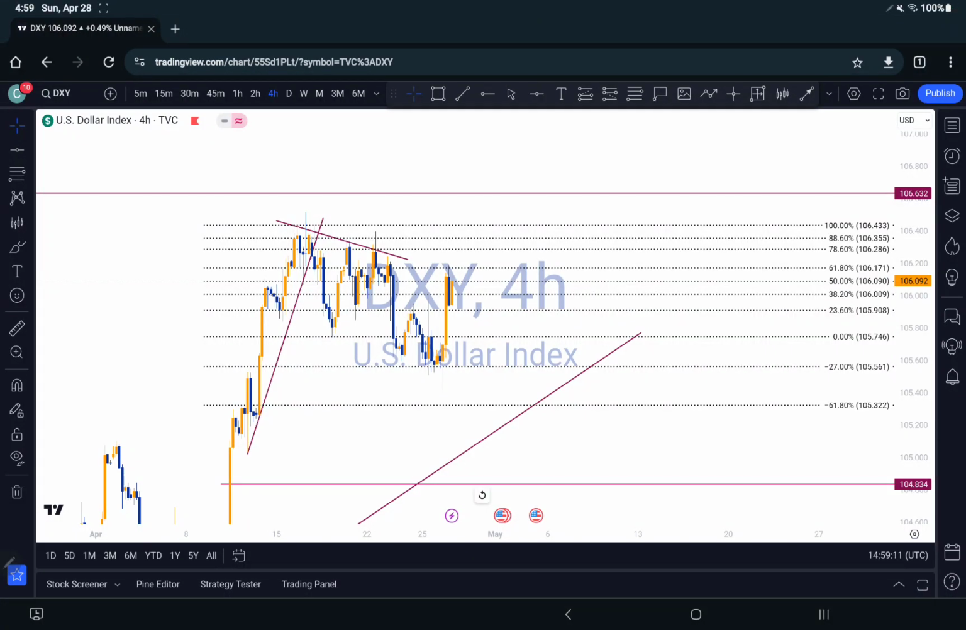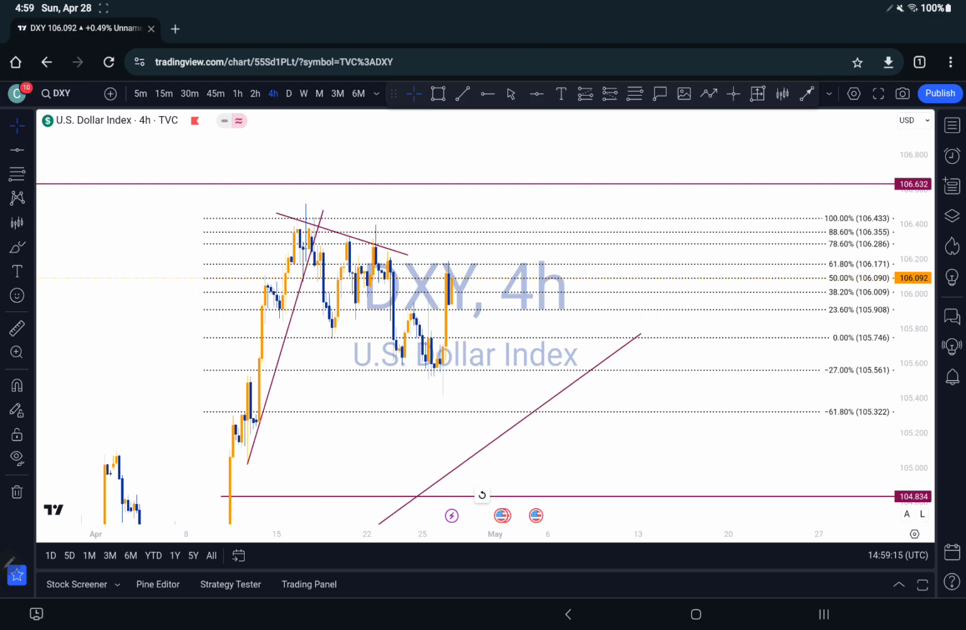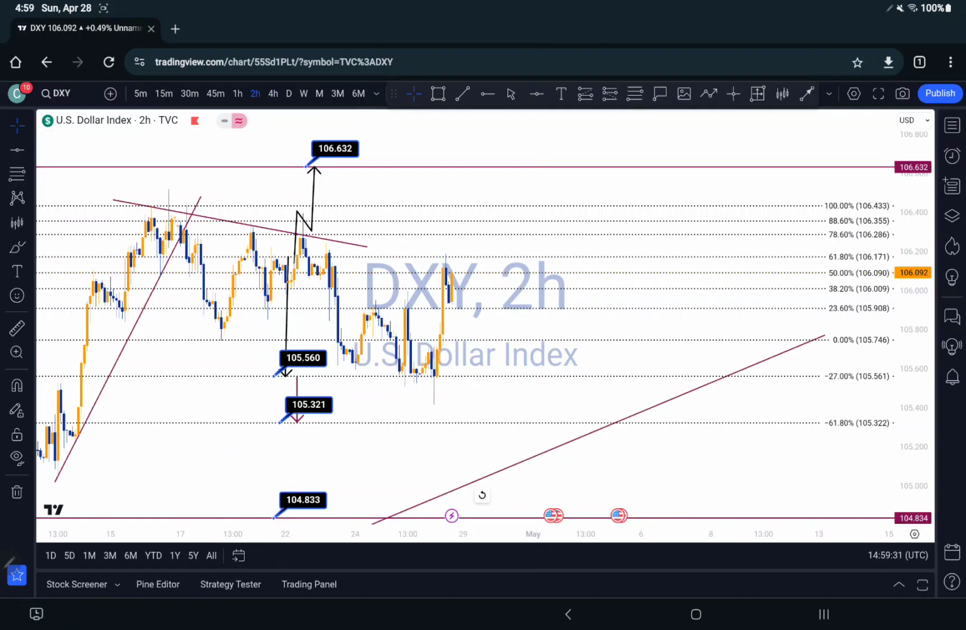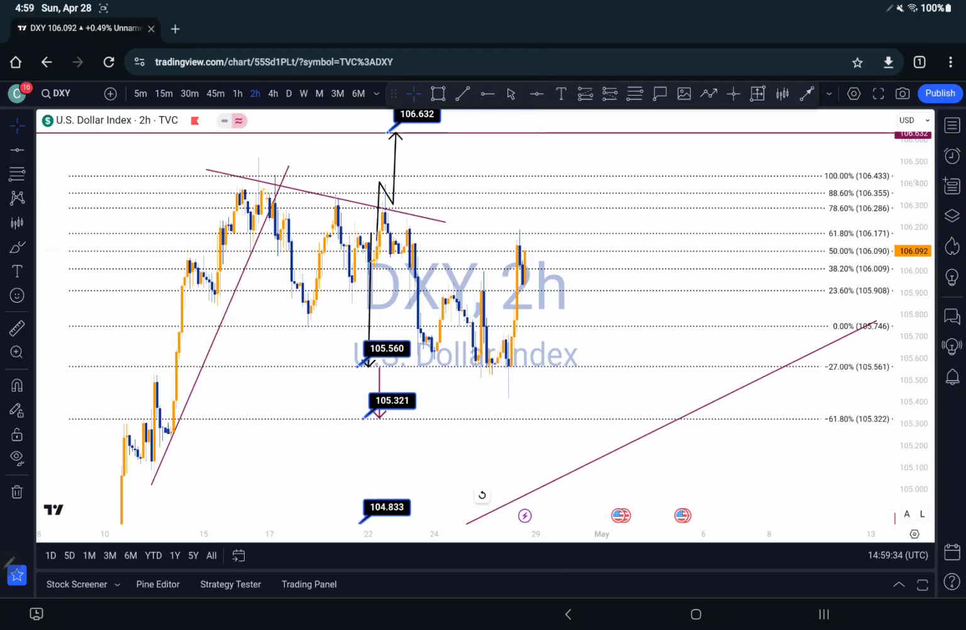Hi guys, so this is my analysis update on the XY guys. What am I expecting on the XY? If you watched my previous analysis on the XY, I said I was predicting the XY to push to the downside. I'm just going to do a quick recap of my previous analysis.